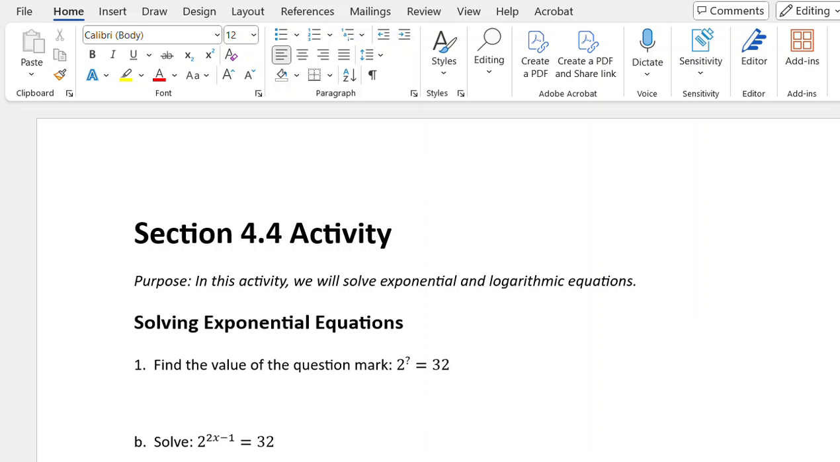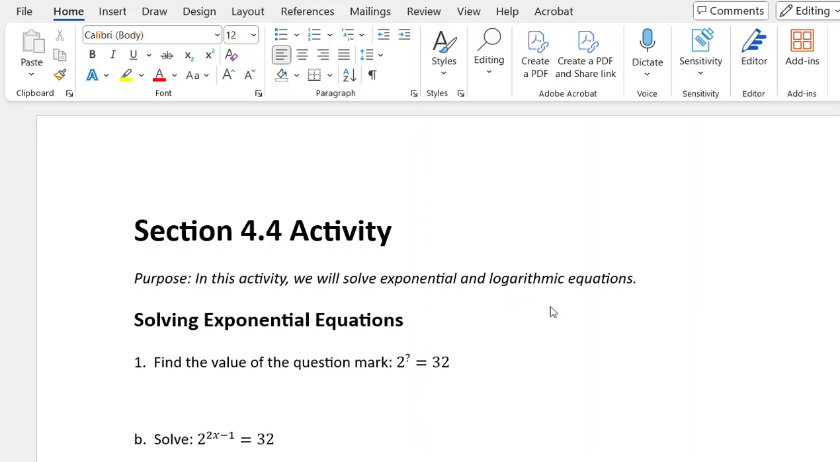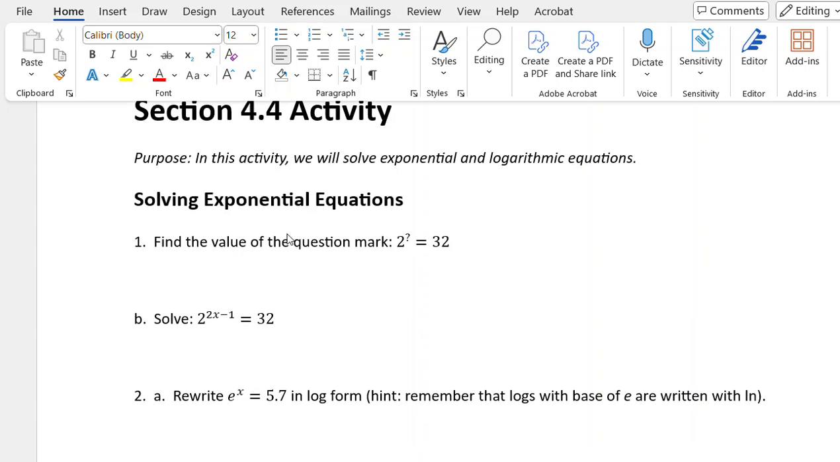In this video for the section 4.4 activity, we're going to solve exponential equations. This section is all about solving exponential and logarithmic equations. So we're starting with exponential equations. Our first question says, find the value of the question mark.